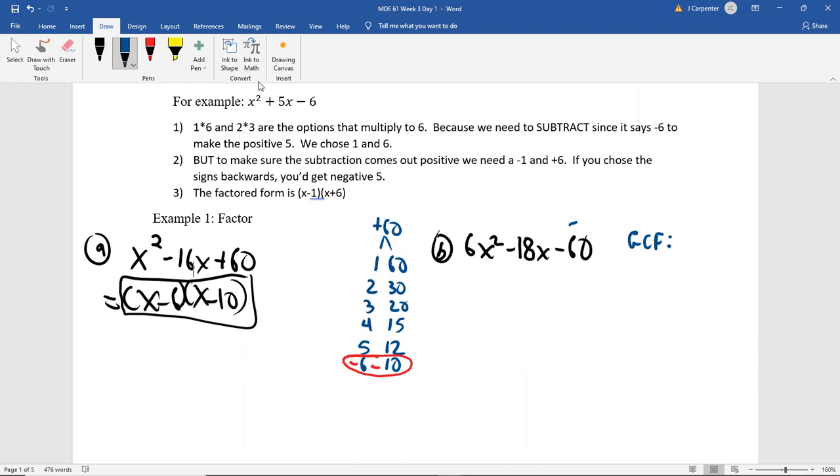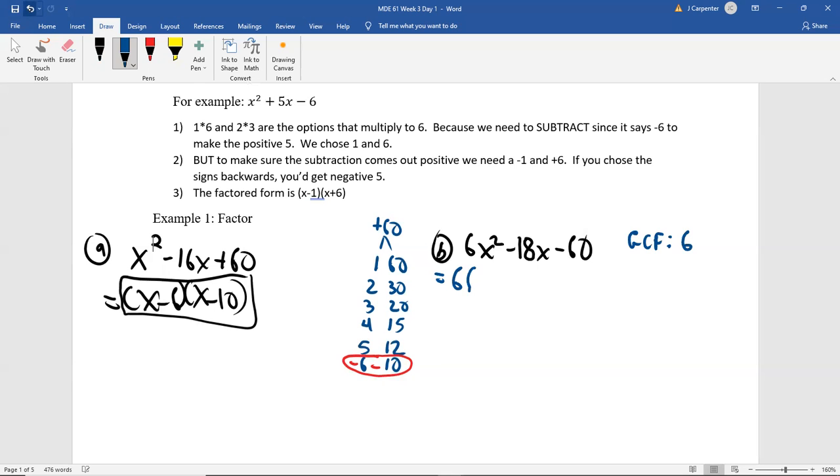I can't take any x's out because this term doesn't have any x's. I can't take something that's not there. Out of the 6, the 18, and the 60, 2 goes into all of them, 3 goes into all of them, but we can do a little better. 6 goes into all of them. So there is a GCF of 6 that we can pop out.